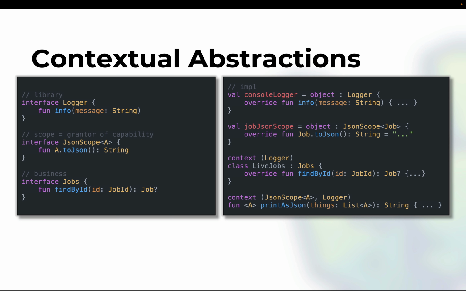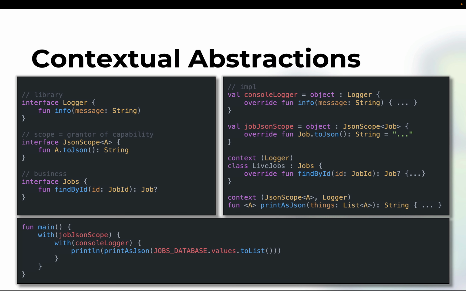So if you can pass them in a higher level structure, you have the ability to call the method print as JSON, which takes a bunch of things as a list of A, and it returns a string, maybe a serialized JSON list. So the context parameters here will help Kotlin grant you the capability of either building the LiveJobs instance or using the print as JSON functionality. And the way that you would use that would be to say with job JSON scope, with console logger, and only inside that scope can you use the print as JSON functionality or instantiate the LiveJobs instance.